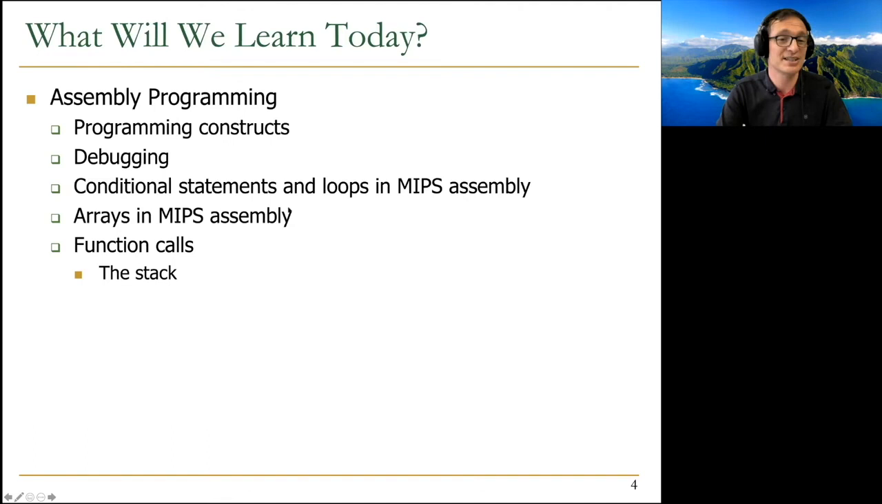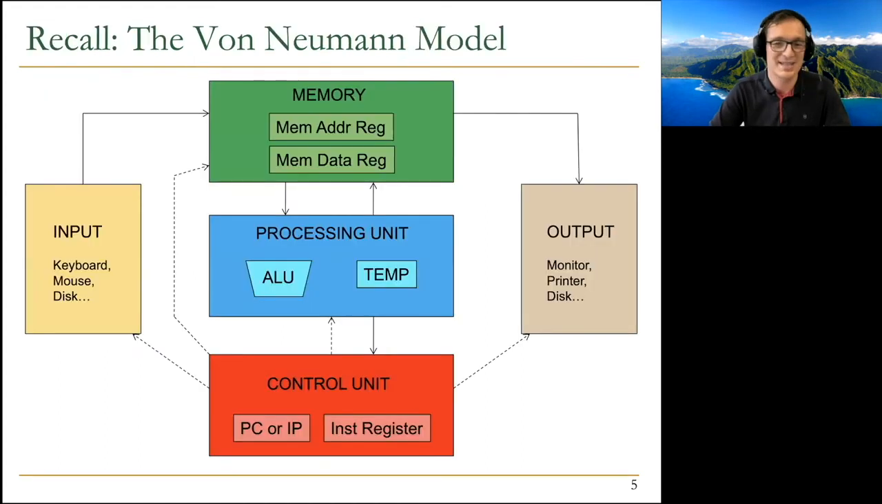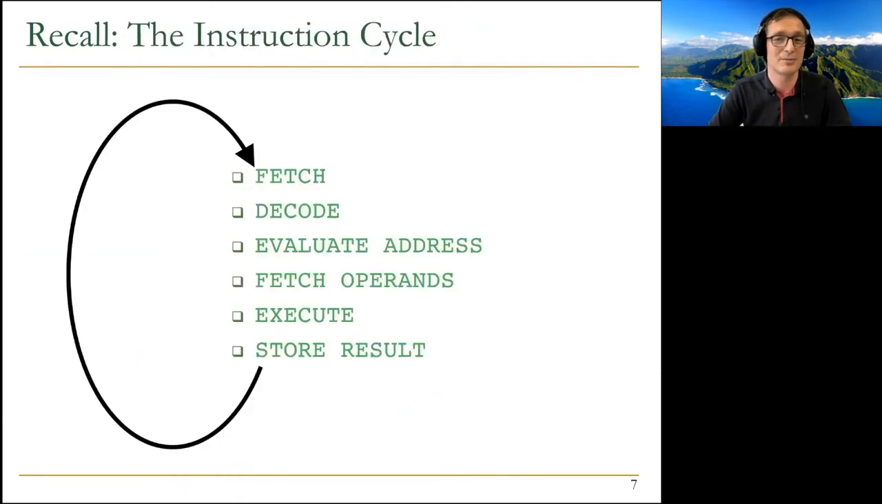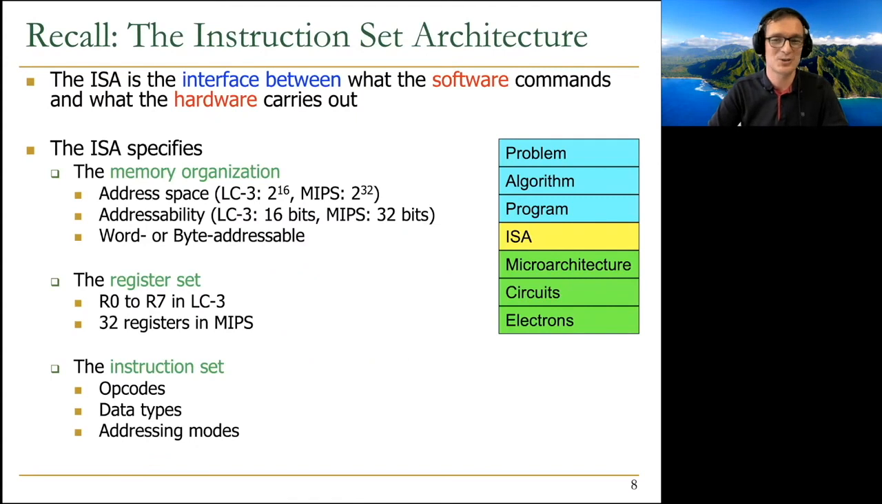We're going to talk about conditional statements and loops that are important, and then arrays. And if we have time, we're going to talk about function calls. If not, you can study them on your own, but they're no different from function calls in any other ISAs. So remember, we're still talking about the von Neumann model, von Neumann machine, and instruction cycle. These are things that you should keep in the back of your mind.